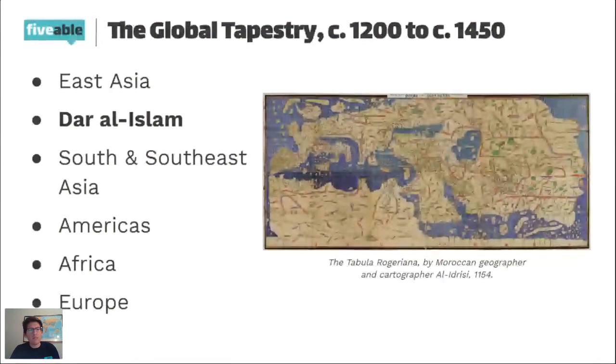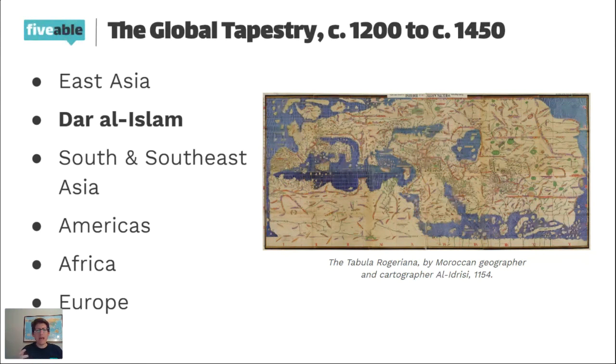The next place we want to turn our attention to is the Dar al-Islam. And that term simply means the house of Islam, and it includes basically the entirety of the Islamic world. Initially, just in the Arabian Peninsula, and then later in the caliphates, the Umayyad and Abbasid Caliphate. But that idea of the house of Islam spreads even further. And Islam shapes societies around it.